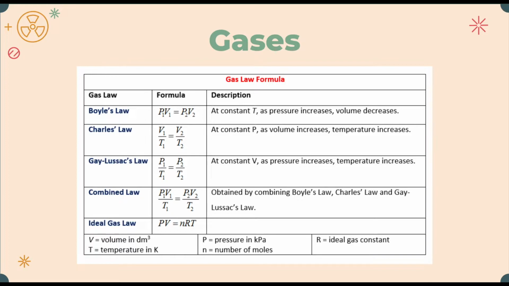The gas laws are Boyle's law, Charles' law, Gay-Lussac's law, combined gas law, and the ideal gas law. Boyle's law shows that volume and pressure of gases are inversely related. Charles' law shows that volume and temperature are directly related. Gay-Lussac's law shows that pressure and temperature are also directly related. The combined gas law and ideal gas law are simply a combination of these 3 laws, and the equations for all these laws are shown.